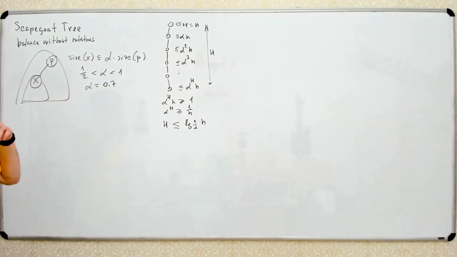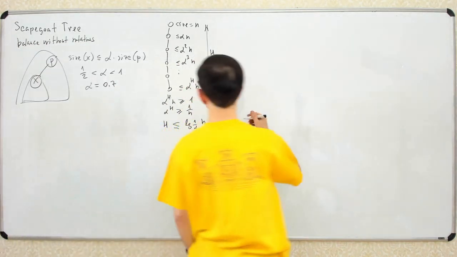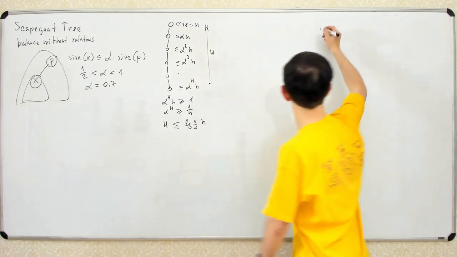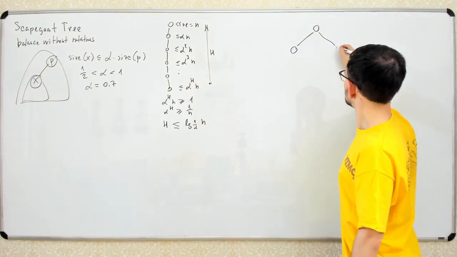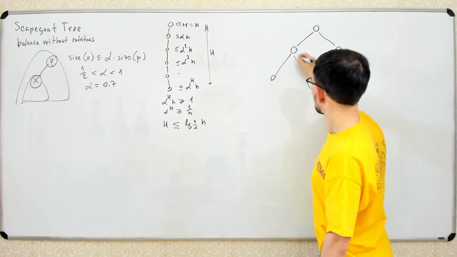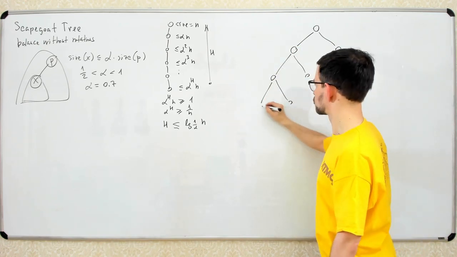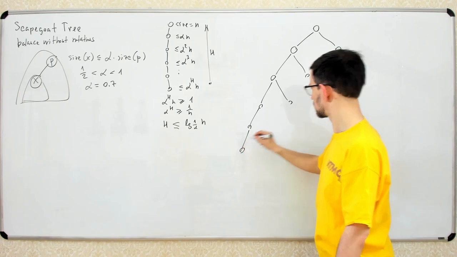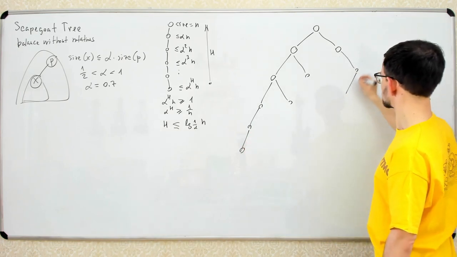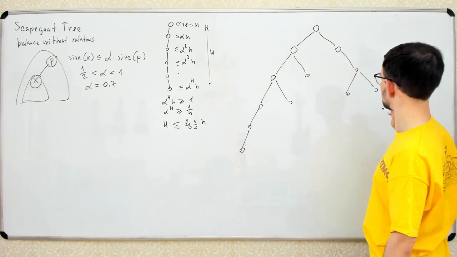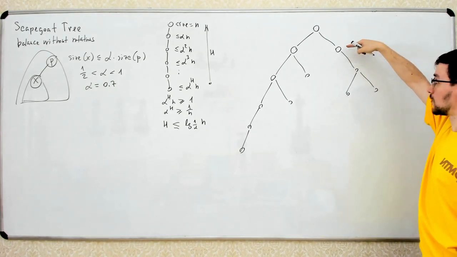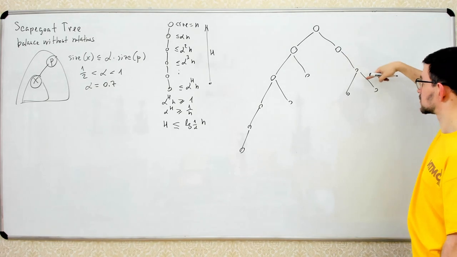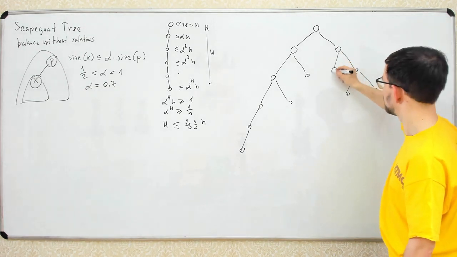Let's build some good scapegoat tree. For example, again, let's use alpha 0.7. So we start from the root. We have some elements here. I'll just try to draw some tree. Something like this. So here I have 3 vertices, here I have 4 vertices. 4 multiplied by 0.7 is greater than 3, so I need one more here.